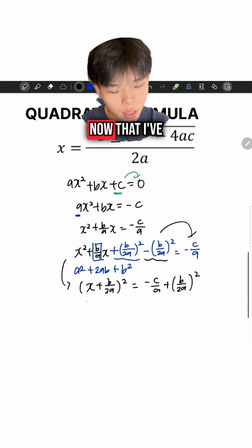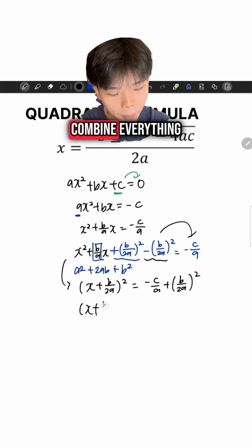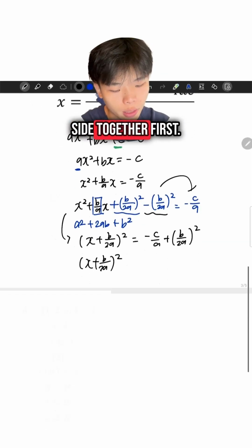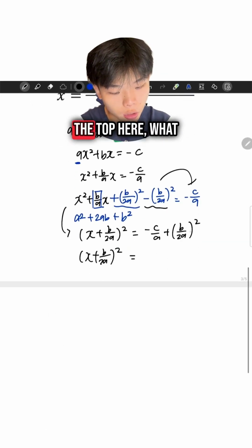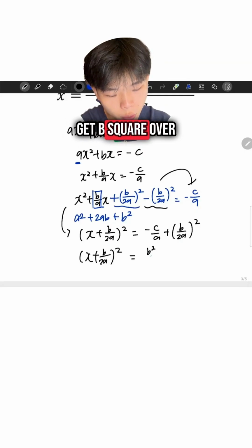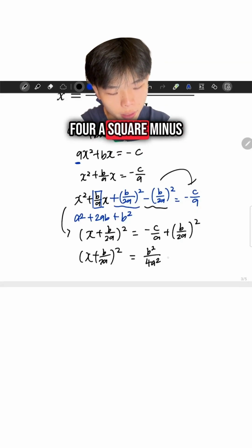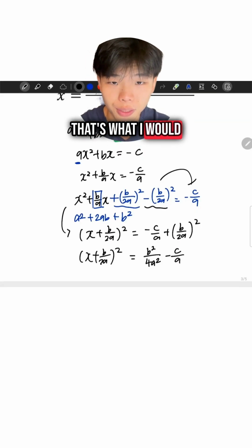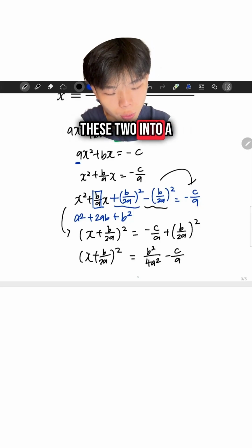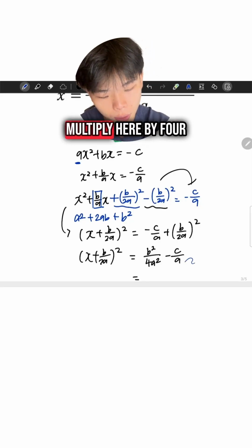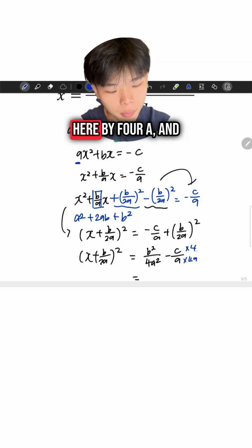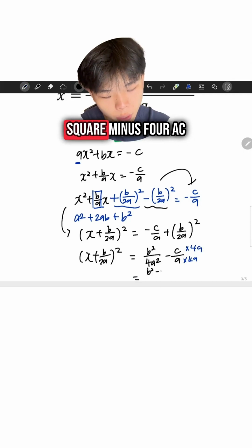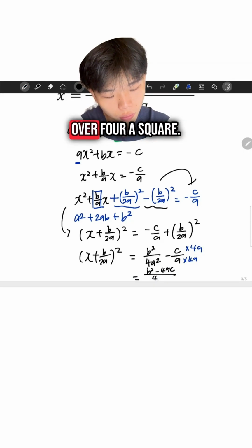So with that said, now that I've completed this square, I can just combine everything on the right hand side together first. So expanding this at the top here, what I'll get is that I'll get b squared over 4a squared minus c over a, right? That's what I will essentially get. And then I can combine these two into a singular fraction. So over here, I will multiply here by 4a, and I'll multiply here by 4a, and then in the end I get b squared minus 4ac over 4a squared.